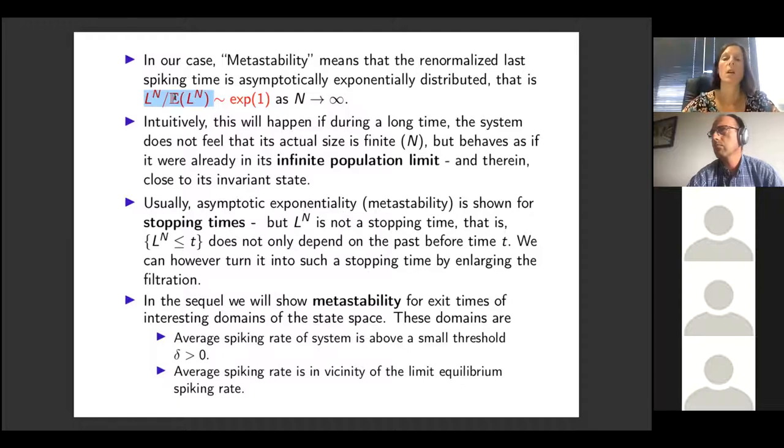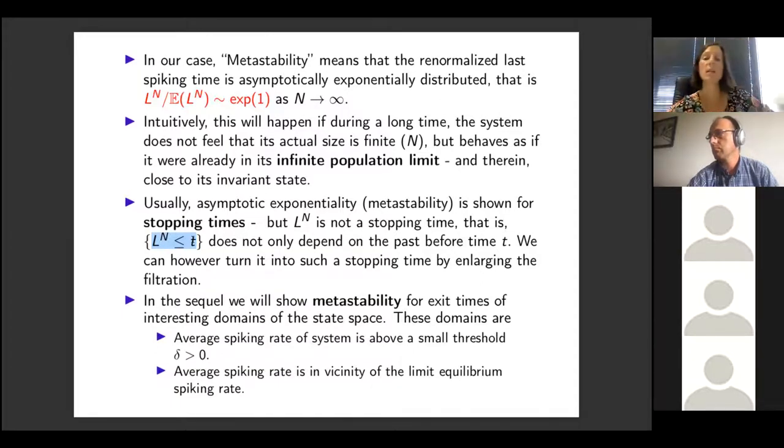Okay. And usually this metastability is shown for stopping times. So stopping time would mean that the event of having observed the last spiking time before time t should be something that only depends on the path before time t. But of course, at time t, you don't know if the last spiking time has already happened or not. So it's not a stopping time.